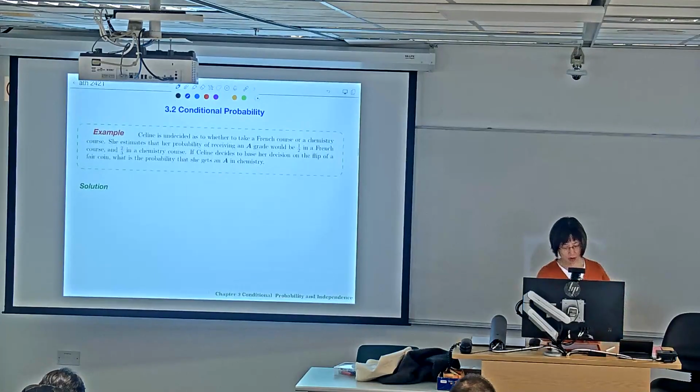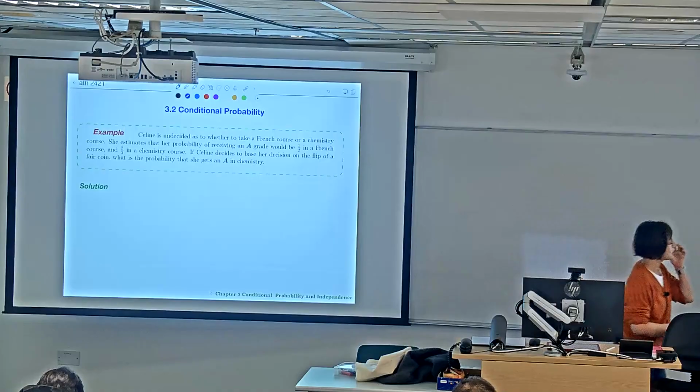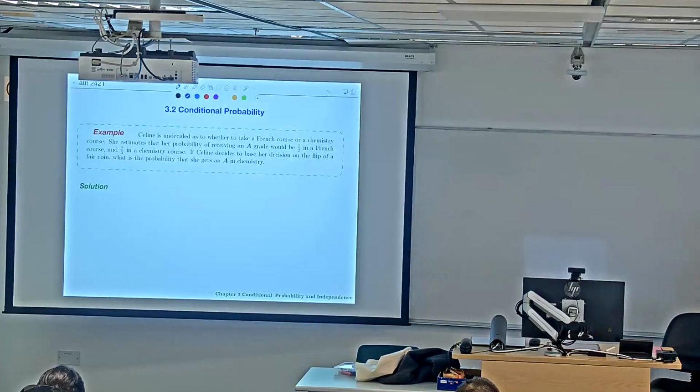In the first example, Celine is undecided as to whether to take a French course or a chemistry course. She estimates that her probability of receiving an A grade would be 1/2 in a French course and 2/3 in a chemistry course. If Celine decides to base her decision on the flip of a fair coin, what is the probability that she gets an A in chemistry?